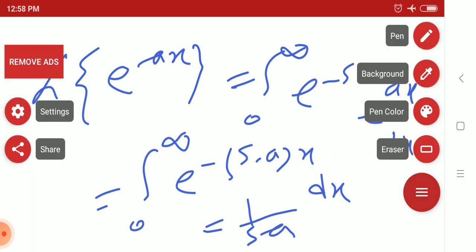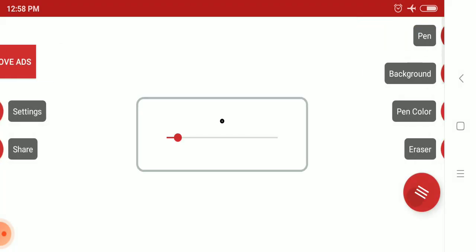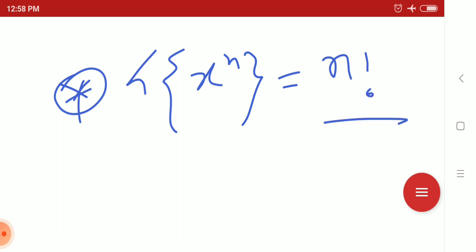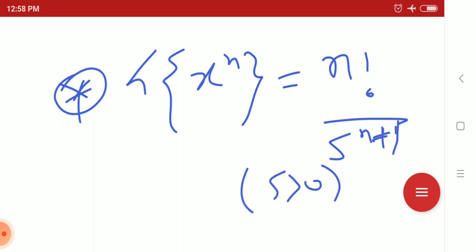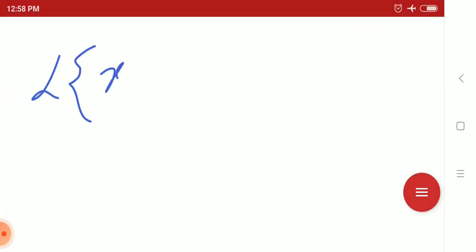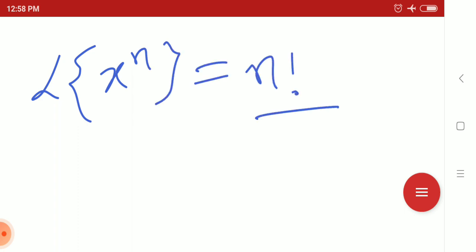Another important formula about Laplace transformation is the Laplace transformation of x to the power n. This will give us n factorial divided by s to the power n plus 1, where s is greater than 0. This is the Laplace transformation of x to the power n. Let me write clearly: the Laplace transformation of x to the power n will be n factorial divided by s to the power n plus 1, where s is greater than 0.